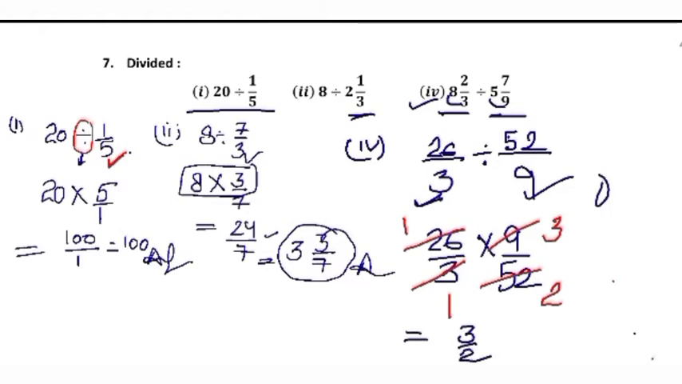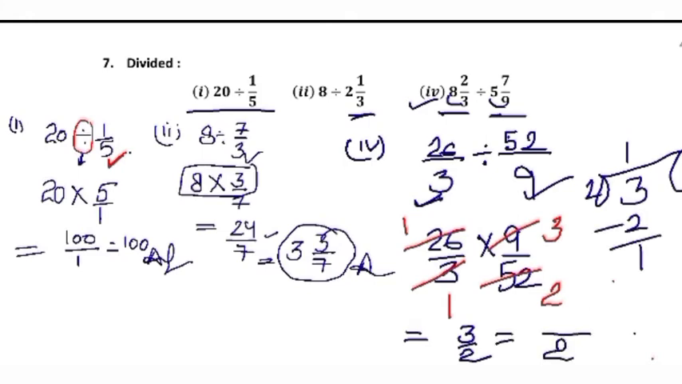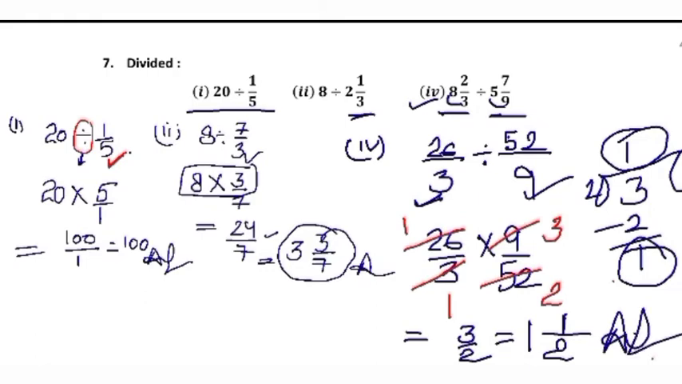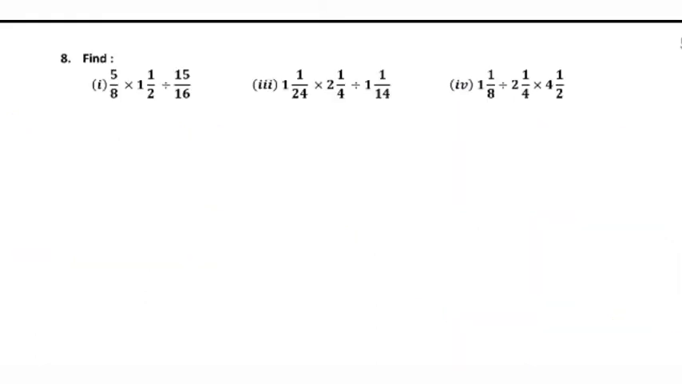Numerator is greater than denominator. So you can change it into the mixed fraction. 2 1s are 2, remainder is 1. So denominator will remain same. This quotient will become the whole number and this remainder will become the numerator. So your answer is 1 whole 1 upon 2. Now the question number 8 is find its value.